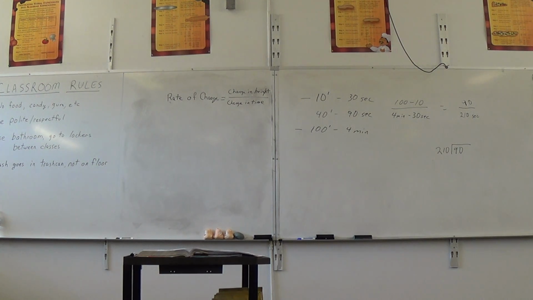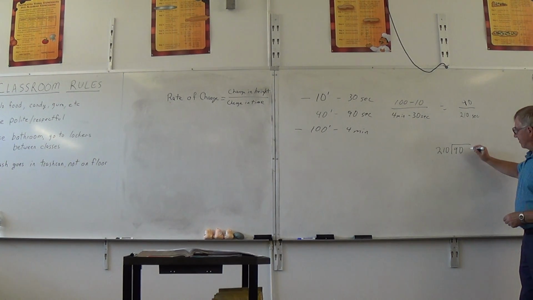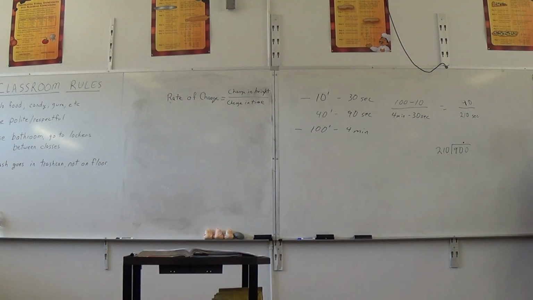All right, so when we divide 210 into 90, does 210 go into 90? No. You have to put a 0 here, and you have to put a decimal up here. And it goes in 4 times. Okay, so 210 into 900.